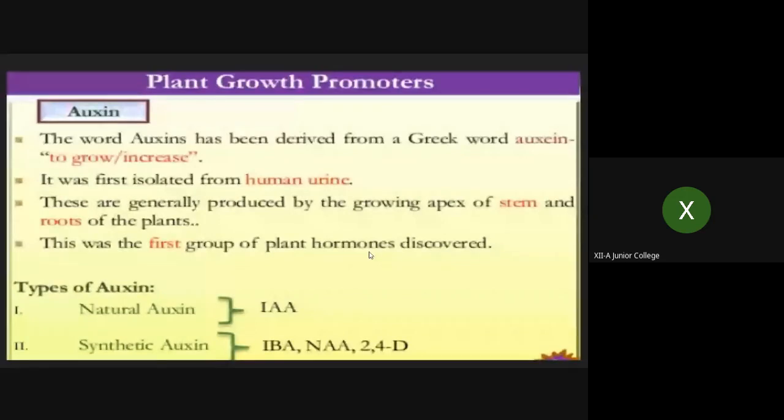Now they are again of two types, that is natural auxin and synthetic auxin. So indole acetic acid is the natural one, whereas the remaining, IBA and 2,4-D, are considered to be synthetic, they are produced synthetically.